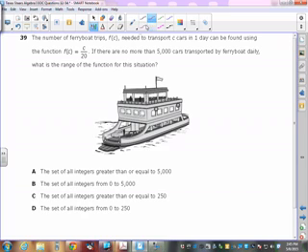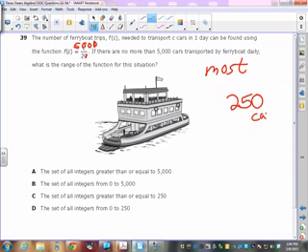All right, let's look at this one. There are no more than 5,000 cars transported by the ferry daily. What's the range of the function for this situation? Well, at the most, if there's 5,000 cars, 2 goes into 500, 250. So on their busiest day, there'll be 250 trips.